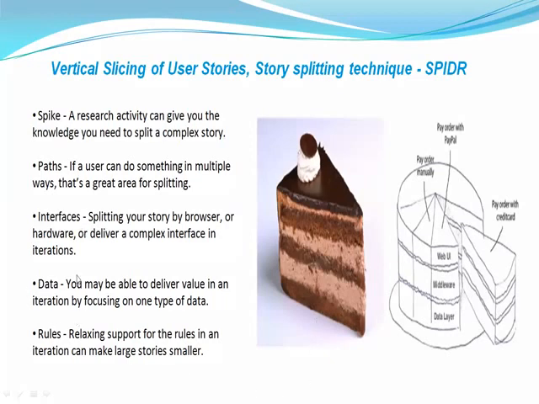Or you can even split by browser. That means interfaces. I stands for interfaces. So using browser or some hardware or even iOS and some OS kind of thing, in this way, a complex interface also you can divide. Or you can split the story based upon data. D stands for data. That means with one type of data, they will be focusing on one story, and then the other type of data, they will be focusing on another user story.